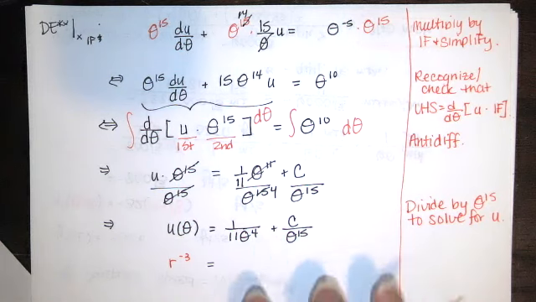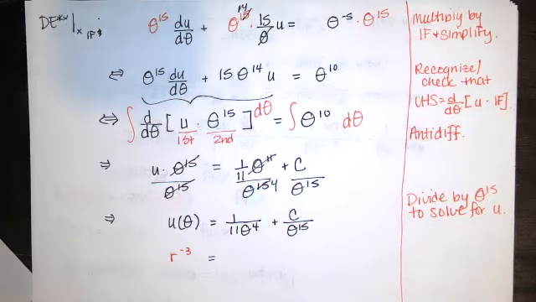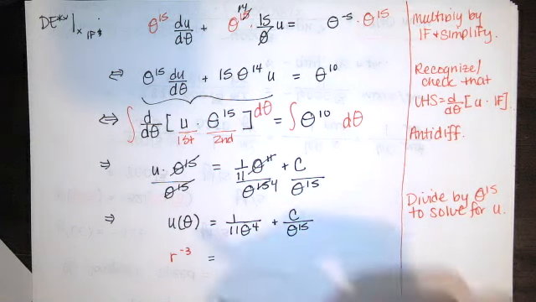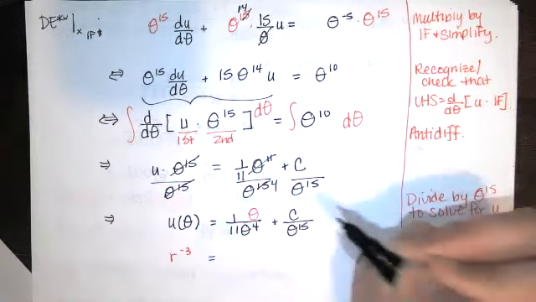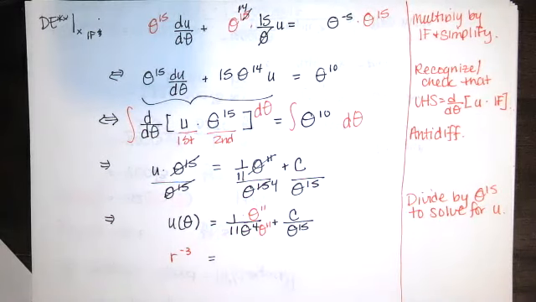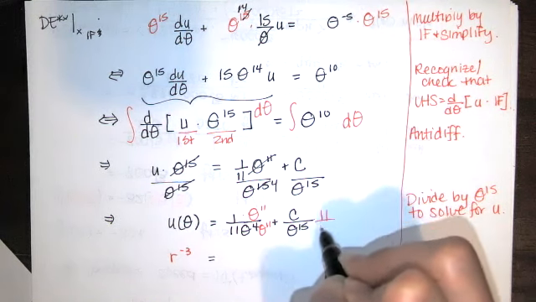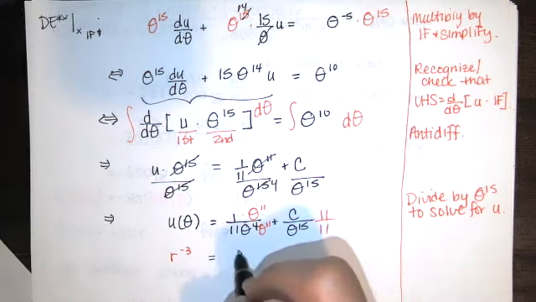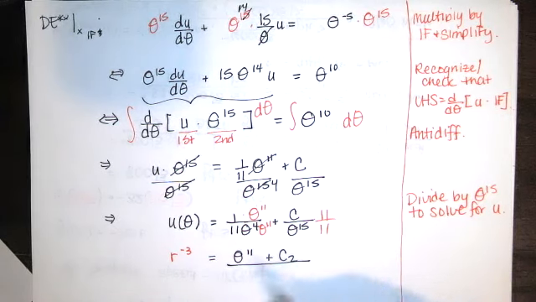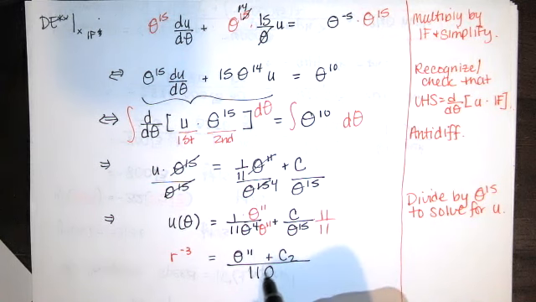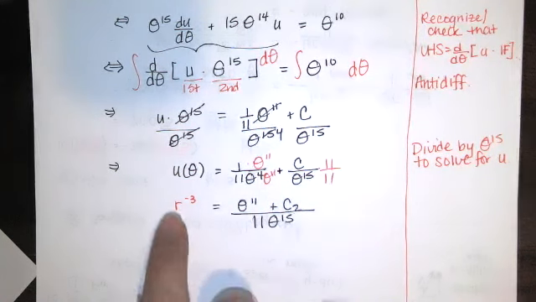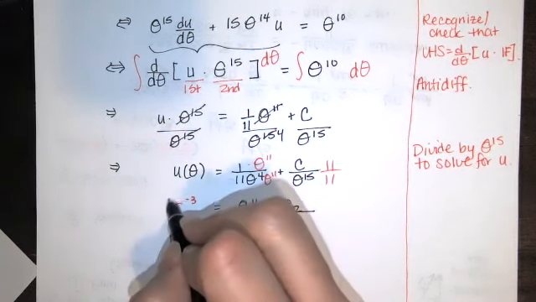And actually, given that this is a negative exponent, it would have been helpful to write that with a single denominator. So I think what I'll do is I will multiply this by theta to the 11th over theta to the 11th to sort of get us where we were before. And then let's multiply this one by 11 over 11. So we have theta to the 11th plus 11 times c, which is just a different c, over 11 times theta to the 15th.